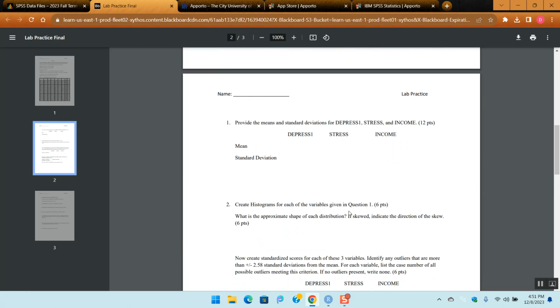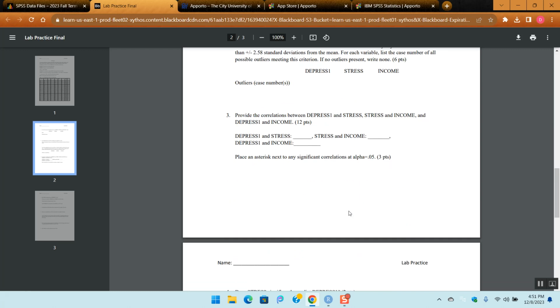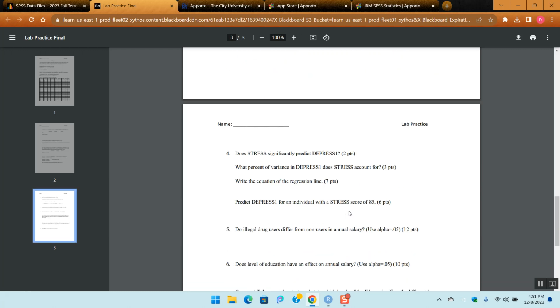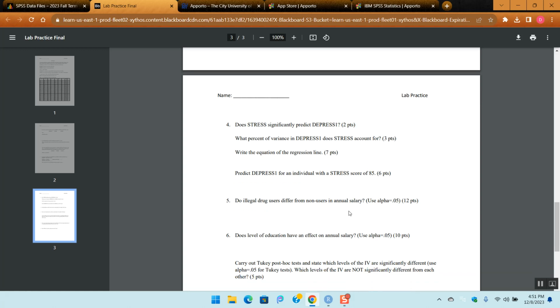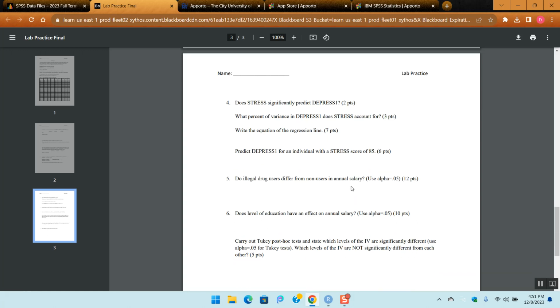These are independent groups because you're either a drug user or not a drug user. You cannot be both a drug user and a non-drug user. So it's going to be independent groups, and we're going to compare those two groups. So we want an independent groups t-test, and we're comparing them on salary.